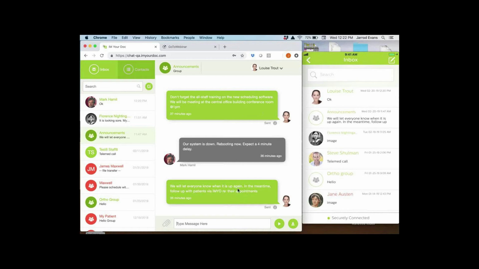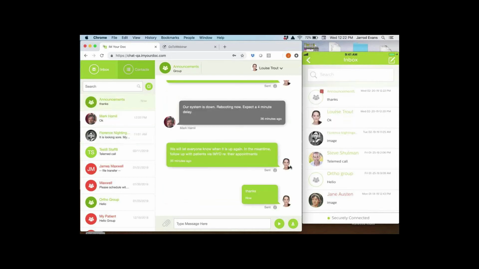And the benefit of group messaging as well, we'll send a message here. So you heard a sound, you see the new message that's arrived. And the good thing about I'm Your Doc group messaging is that each individual user on that group message will get an individual read status. And that's important, obviously, if this is a clinical communication, like, Mrs. Jones was just admitted into the ER, please follow up with her when she gets out, right? And you want to make sure that that message is actually being seen.